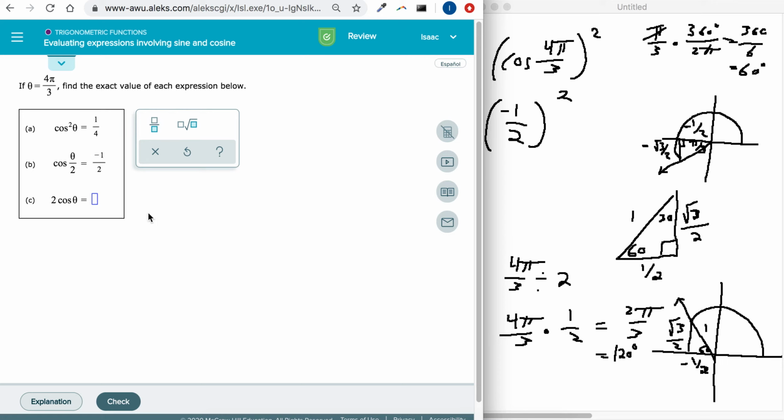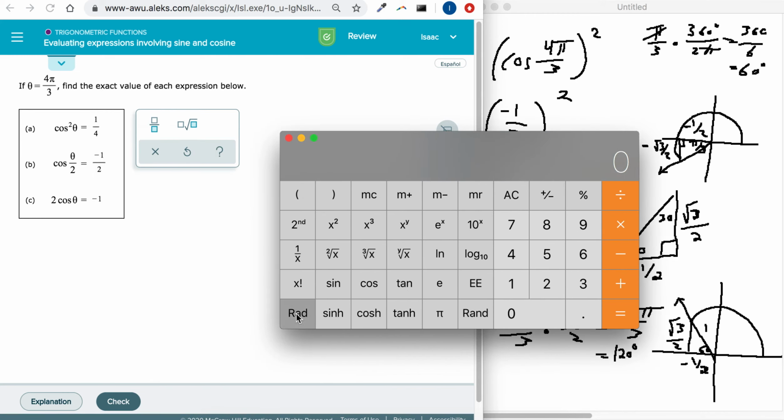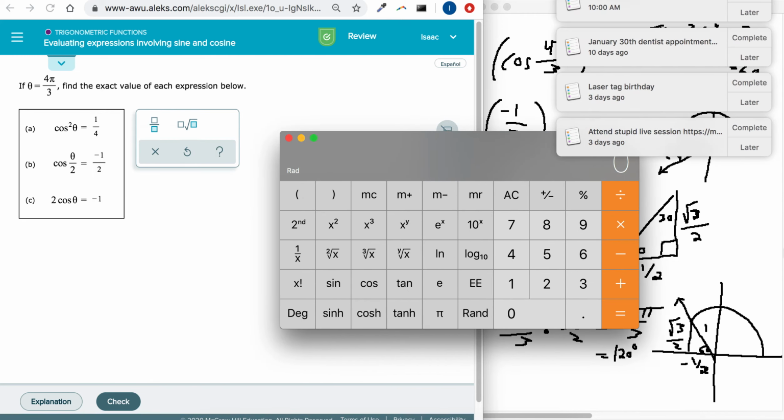And I'll back these up with a calculator in just a second. Now for cosine theta, we just found out that cosine 4 pi over 3 is negative 1/2. So 2 times negative 1/2 is just negative 1, right? And if you wanted to check this with a calculator, make sure it's in radians if you're just going to plug it straight in, okay?